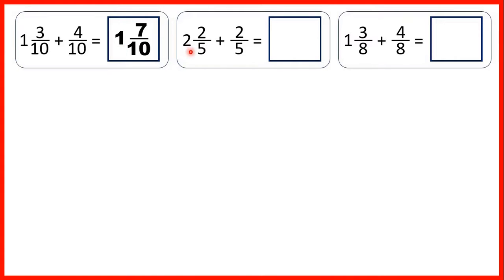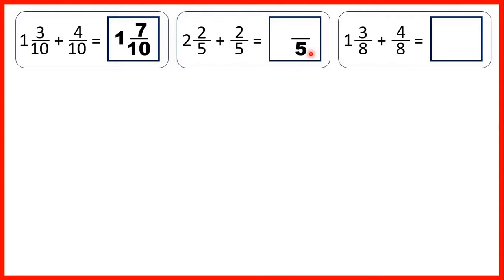Next, we have 2 and 2/5 plus 2/5. So we start by adding our fractions. We start by adding what's smaller, just as when we're using column addition, we start by adding the smallest digits, or the digits in the smallest place value. So first, we need to add 2/5 plus 2/5.